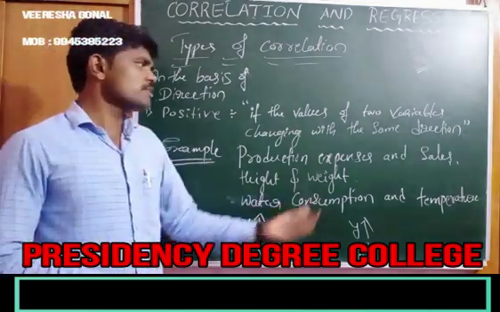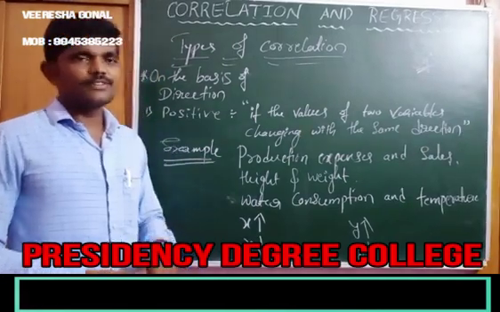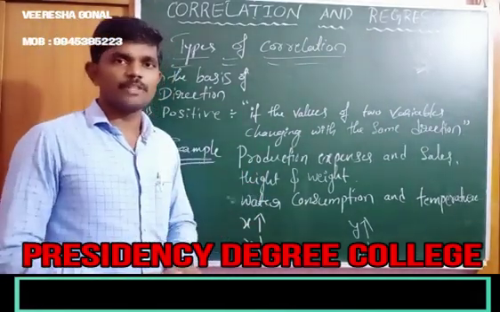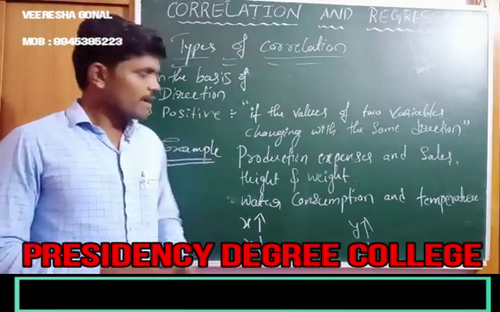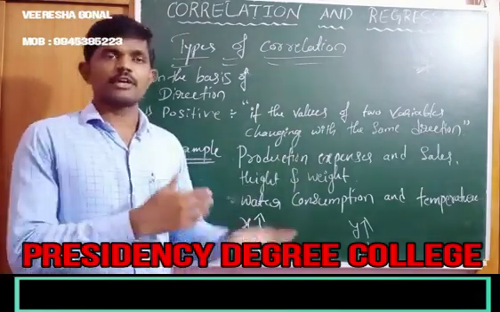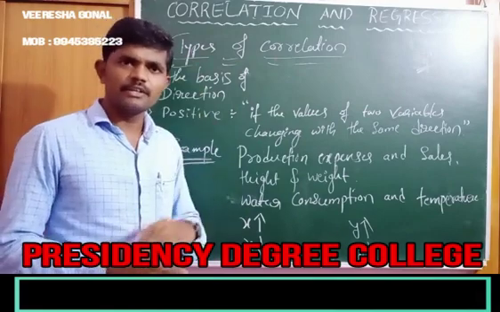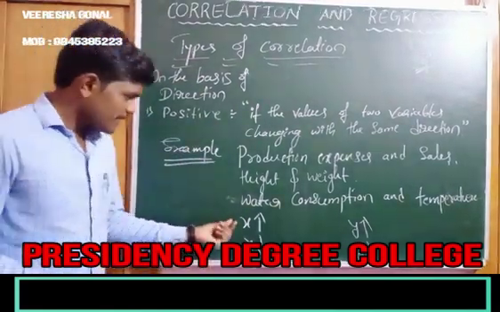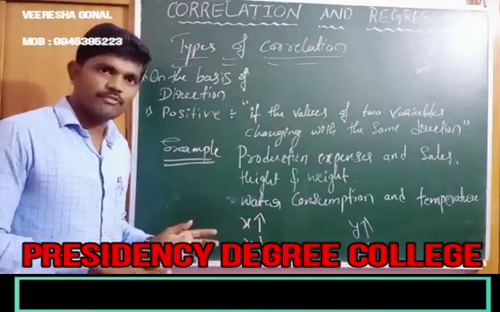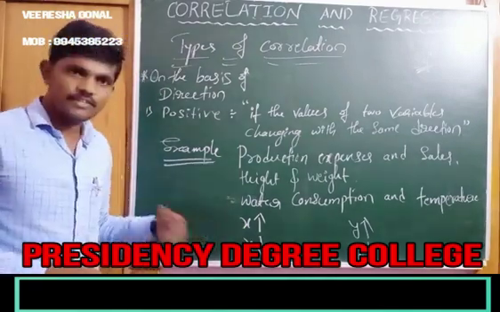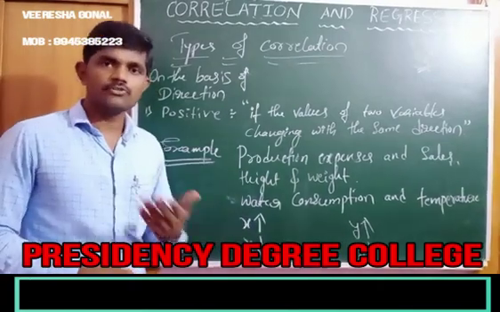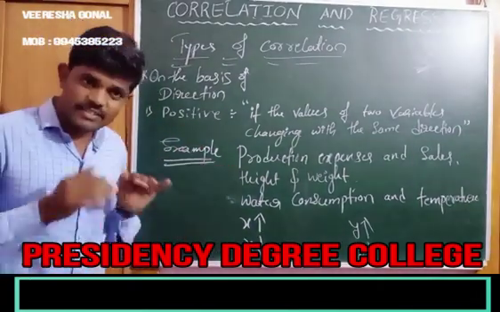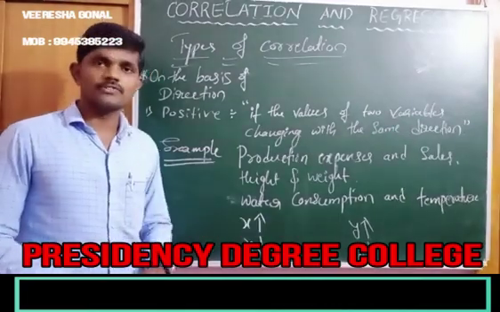And water consumption and temperature: in the surrounding weather, when heavy rains come, water consumption is also affected, and when the sun rises, the temperature also rises. We conclude that if for any situation x increases, the y variable also increases, it comes under positive correlation. And if x decreases, y also decreases.